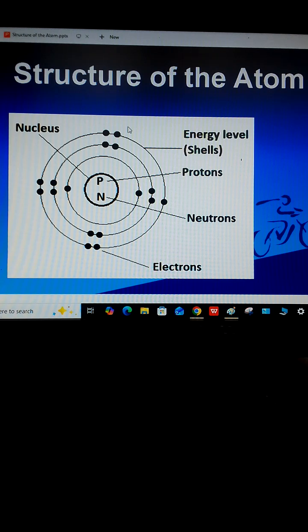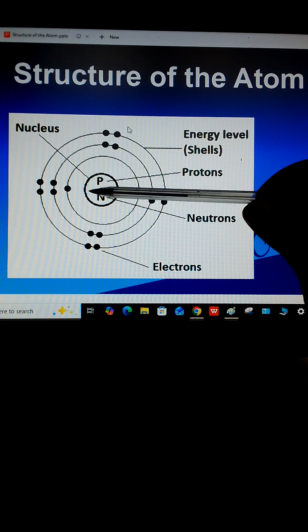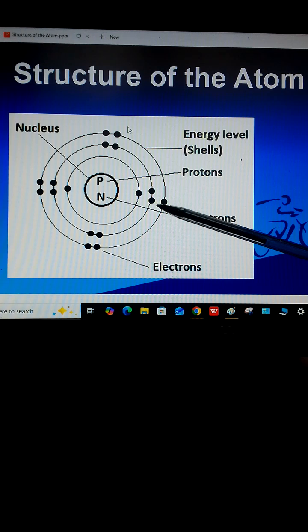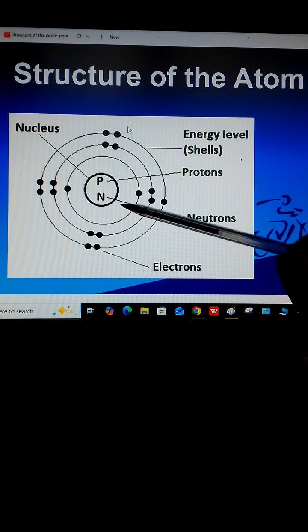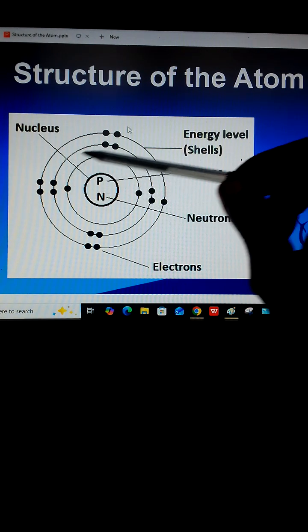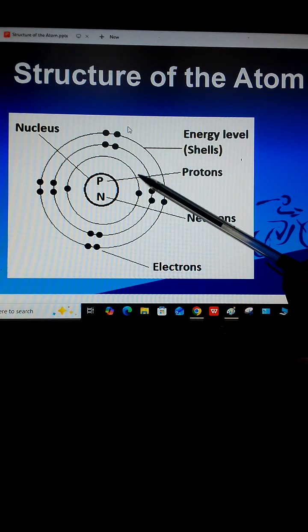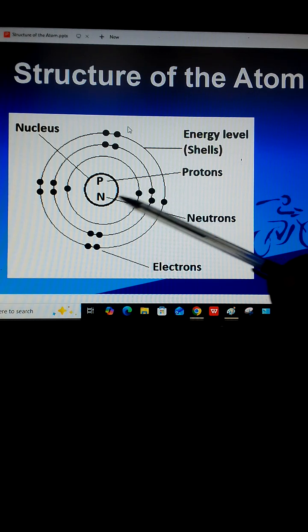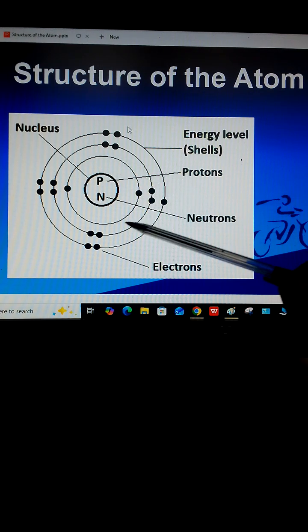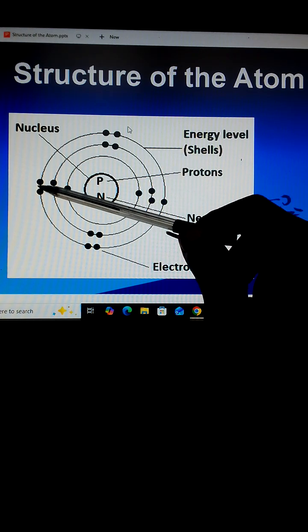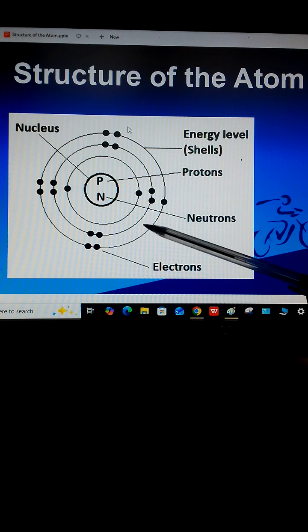The electrons orbit the nucleus in specific energy levels or shells. So around this nucleus, we have an electron cloud which has a negative charge. And they orbit this nucleus in specific energy levels or shells. For example, this is an atom of chlorine, and it has the first energy level with 2 electrons, the second energy level with 8 electrons, and the third energy level with 7 electrons.